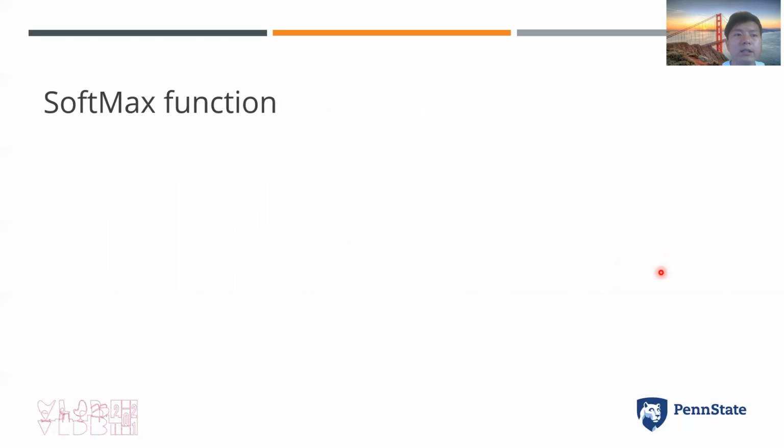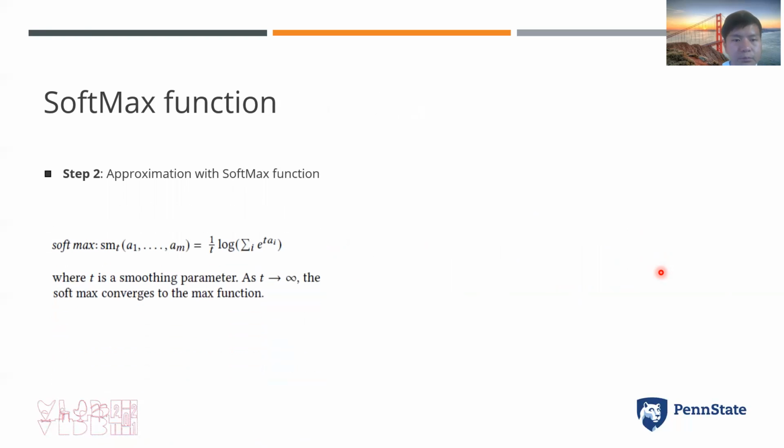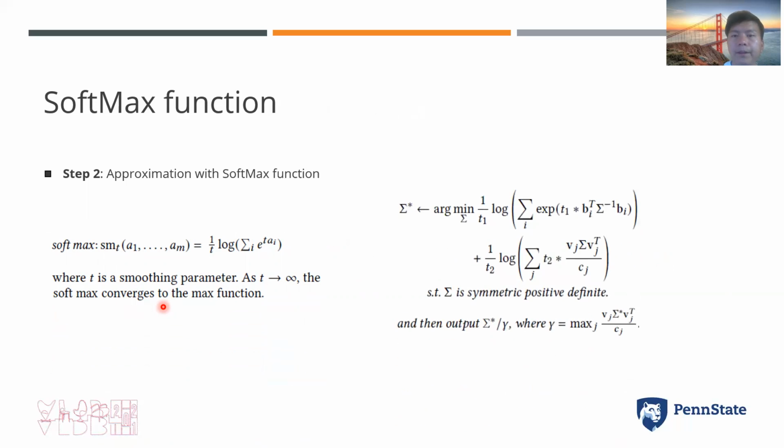Then we need the second step, and we want to approximate the max function using the SoftMax function. The SoftMax function is defined as follows, and the property is that when t goes to infinity, the SoftMax function converges to the max function. And finally, we come to our practical optimization problem.